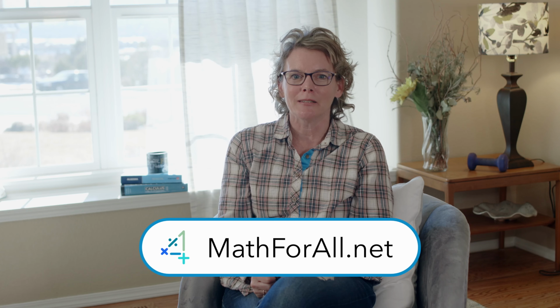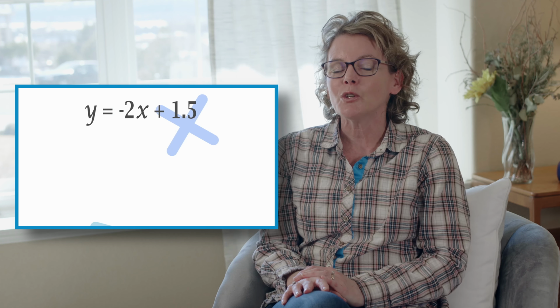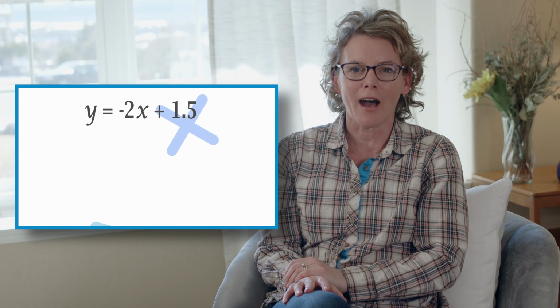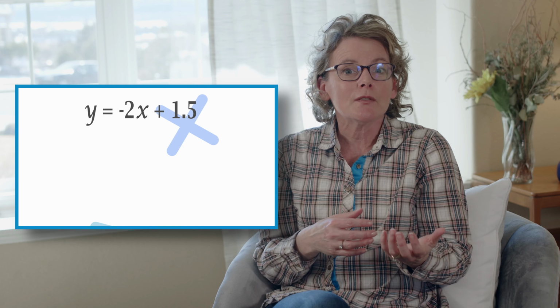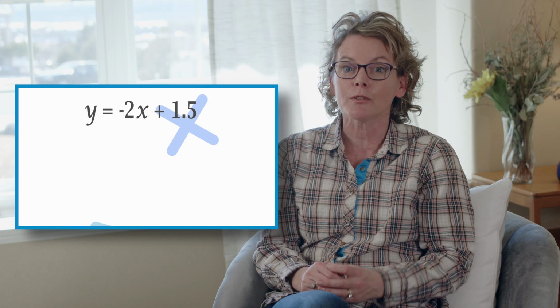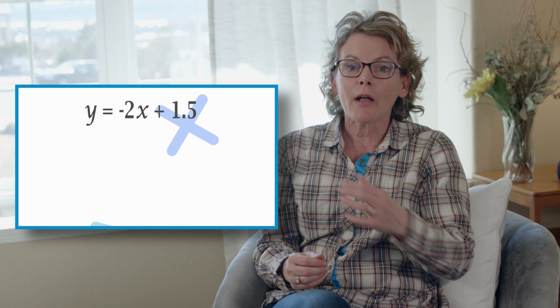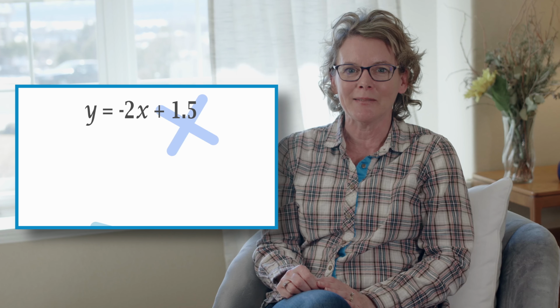Let's get right into it. You have seen linear equations that look like this. y equals negative 2x plus 1.5. In a previous video, I showed you how to make a table to solve this and then plot those points and make a straight line.